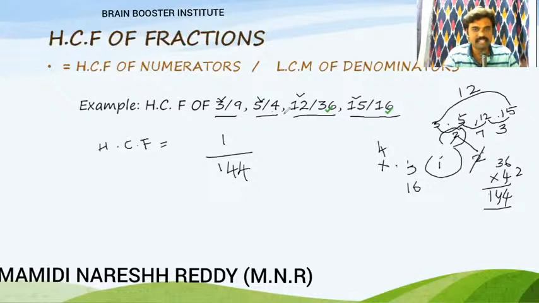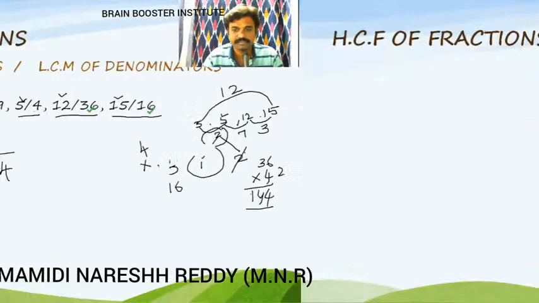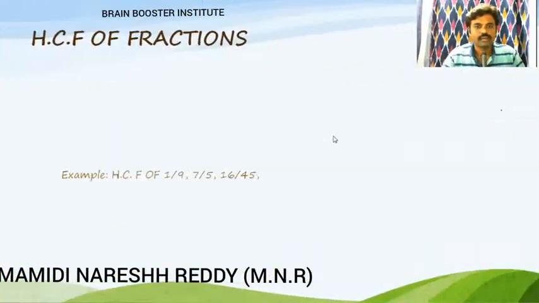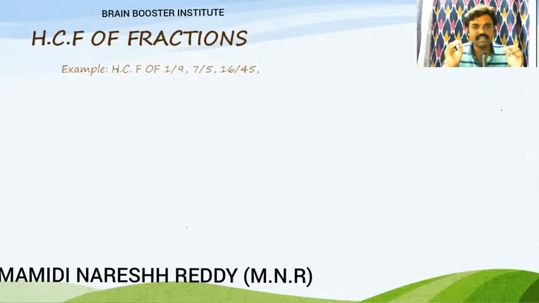So our answer is finally HCF is equal to 1 by 144. So it is an amazing technique by which we can find the HCF of fractions. Now let's see another example to find the HCF of fractions. The example is HCF of 1 by 9, 7 by 5 and 16 by 45. Let's find the HCF of these three fractions.